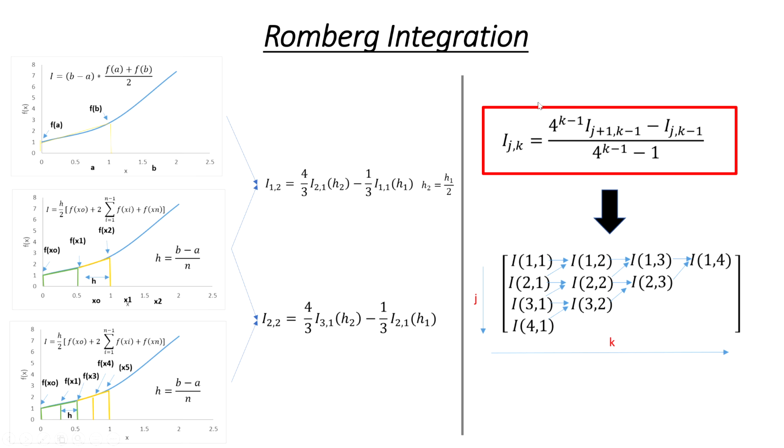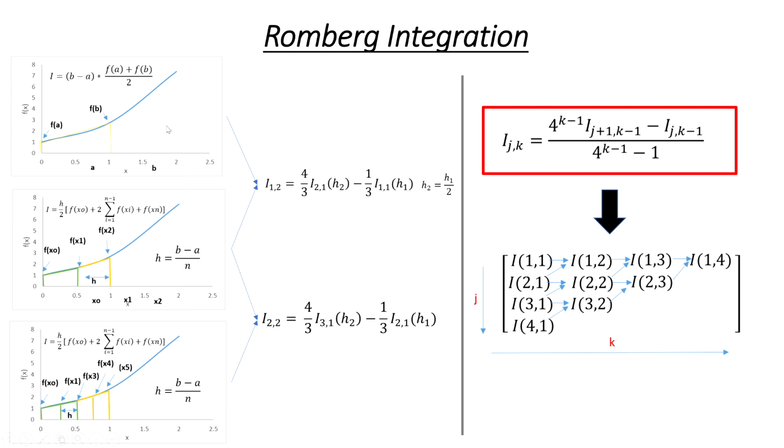So let's actually see how this equation would expand into a matrix, right? So this is I11, which is basically the approximation of one trapezoid here. This is I21, which is approximation using 2 trapezoids. This is I31, which is an approximation using 4 trapezoids. And this is I41, which is an approximation using 8 trapezoids.